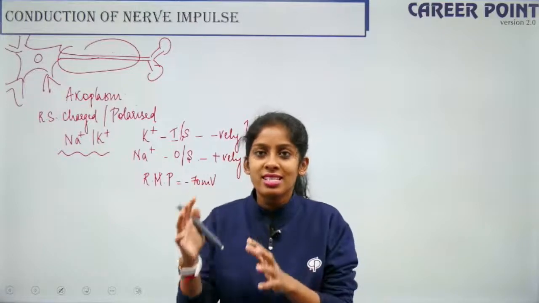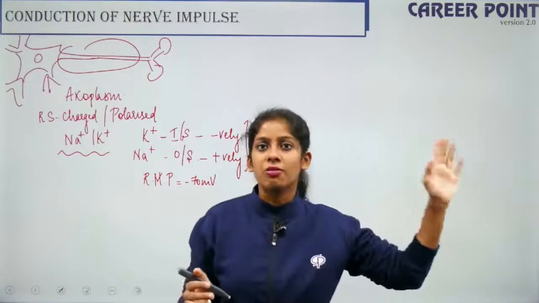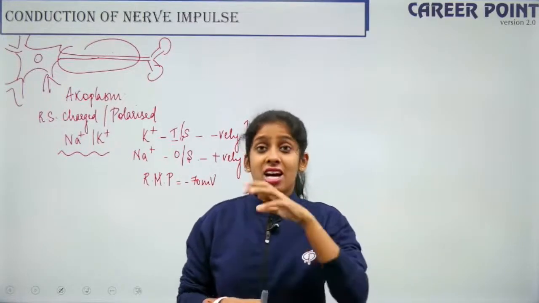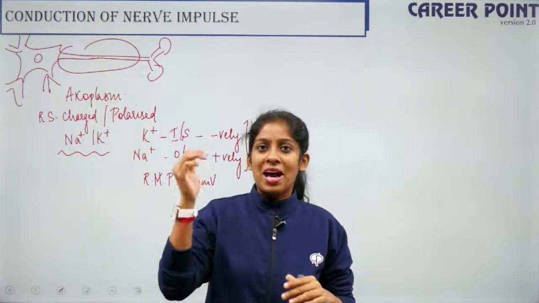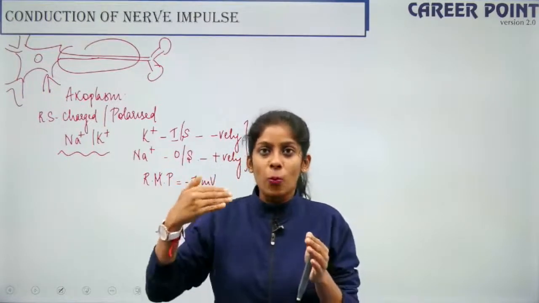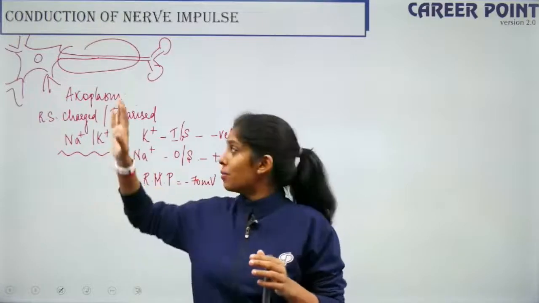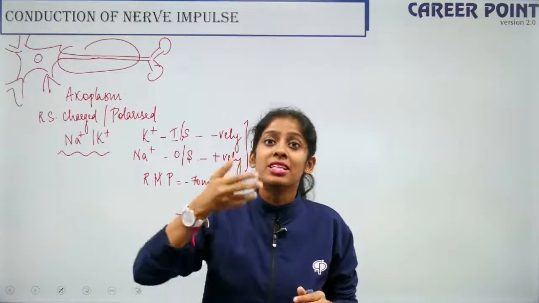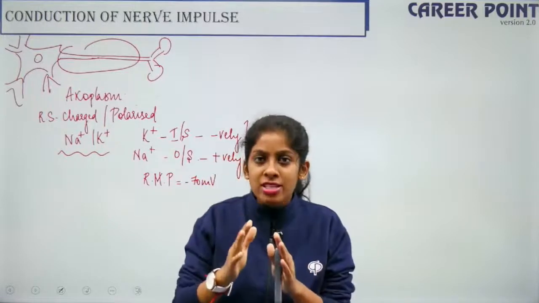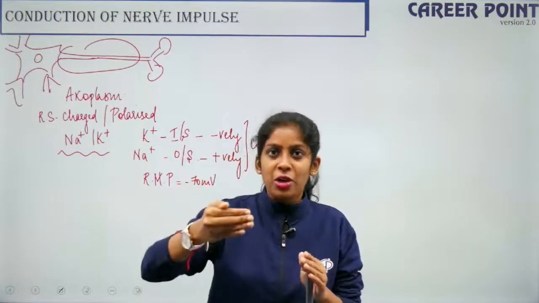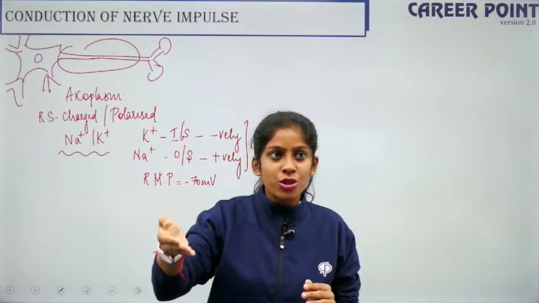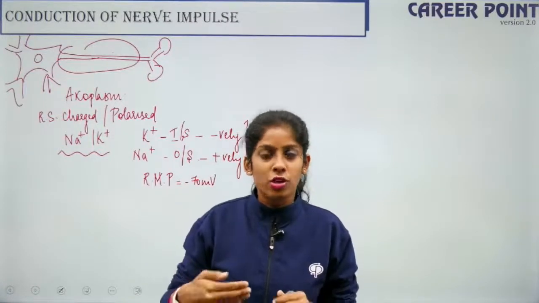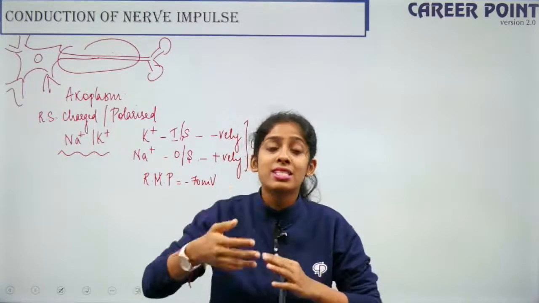Now when there is a stimulus applied, say for example someone presses the calling bell, right? A stimulus is applied. So now I will go and open the door. So when I open the door, or when a stimulus is applied to one part of the axon, what happens? The membrane permeability changes. So the Na plus ions which are present on the outer side will come inside. So the person who is at the door will come inside when you open the door. So that's what is happening. So Na plus is coming inside.